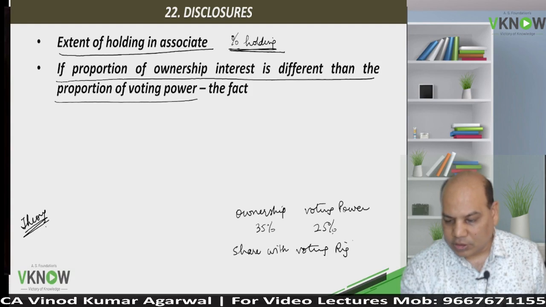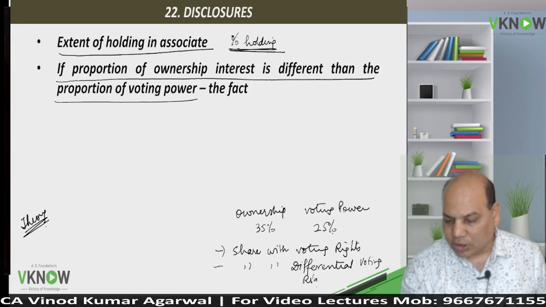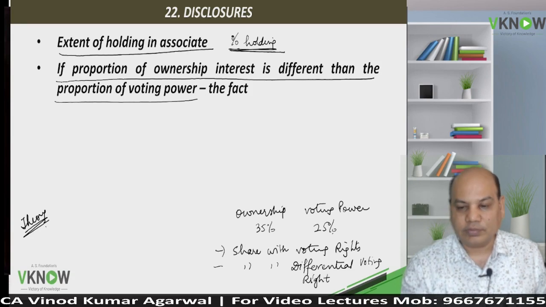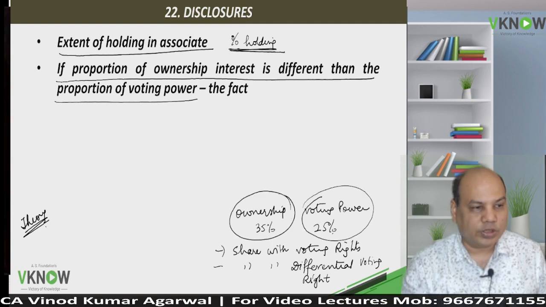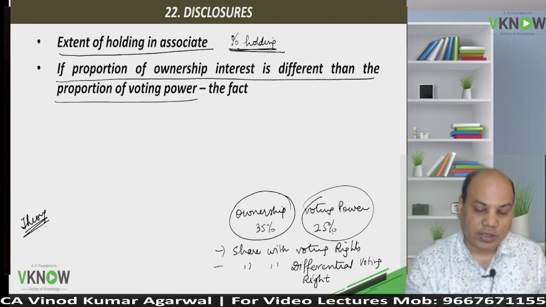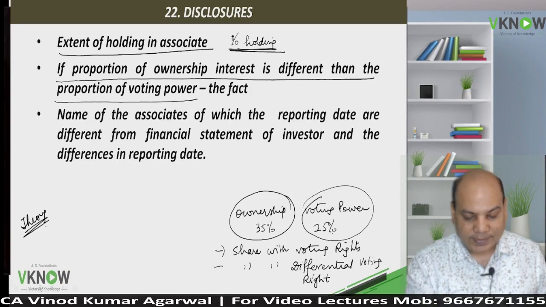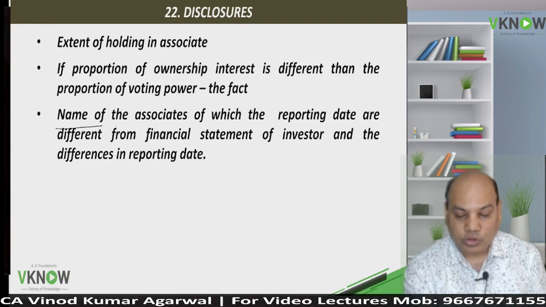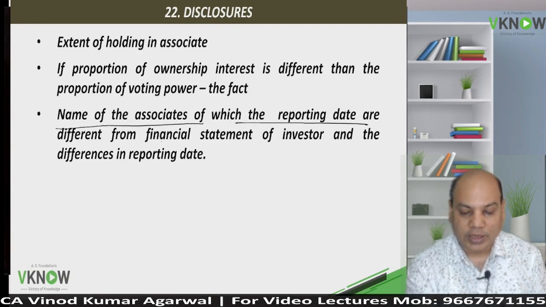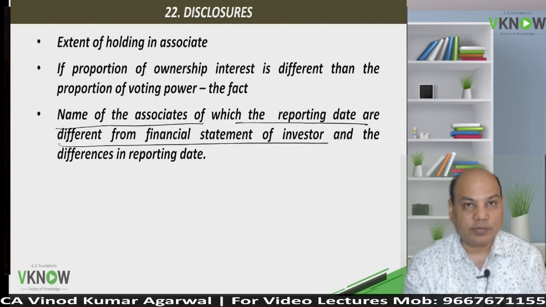Shares with voting rights, and the second is shares with differential voting rights, which you will study in the law paper, where you lose voting right but you get more dividend. So it is possible voting power may be less than ownership percentage. If that is the case, make the disclosure, and then name those associates whose reporting date is different from the investor.